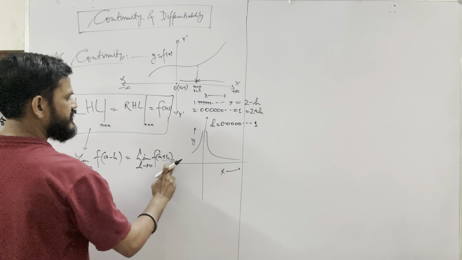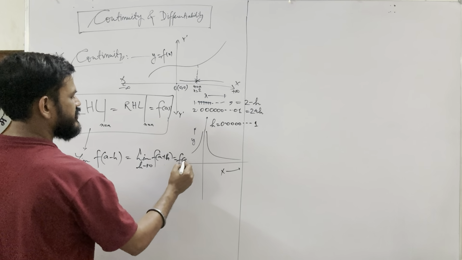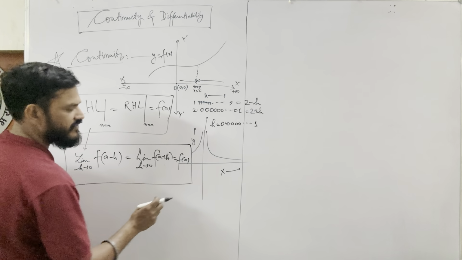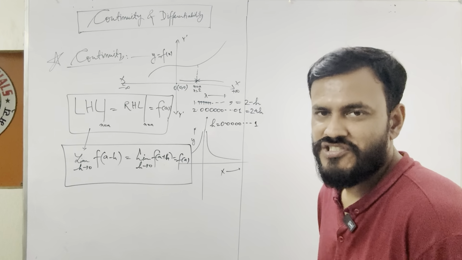Now, the third thing is the value of the function at a. So, if these three are equal, the function is continuous, otherwise it is not. So, that's what we mean by continuity.